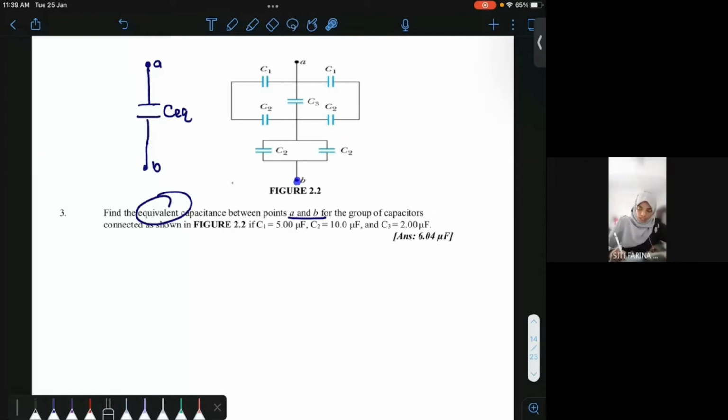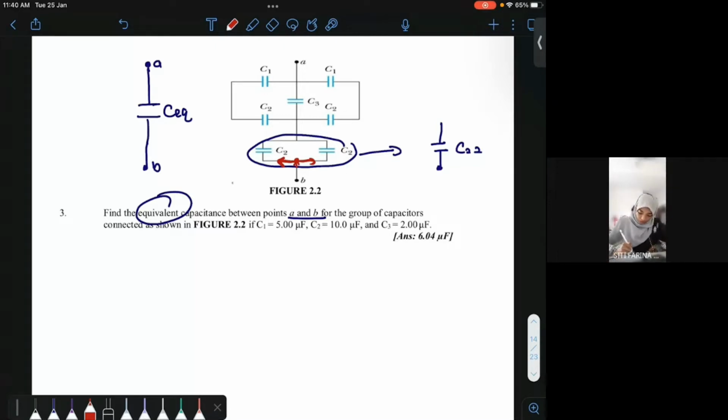Okay, kita tengok dekat sini kita ada dua kapasitor connected and they are connected in parallel. Okay, so ini dua kita boleh gabungkan. Jadi satu kapasitor C2 dengan C2. They are in parallel. Macam mana kita tahu dia parallel? Sebab contoh kalau current lalu dijumpa junction sini, the current split. Okay, the current split. So they are in parallel.